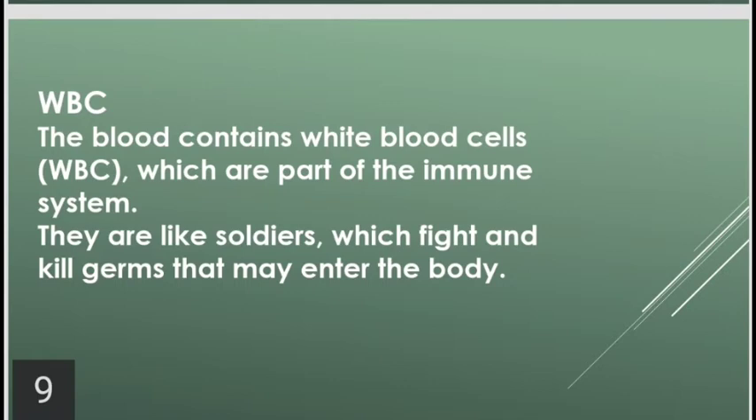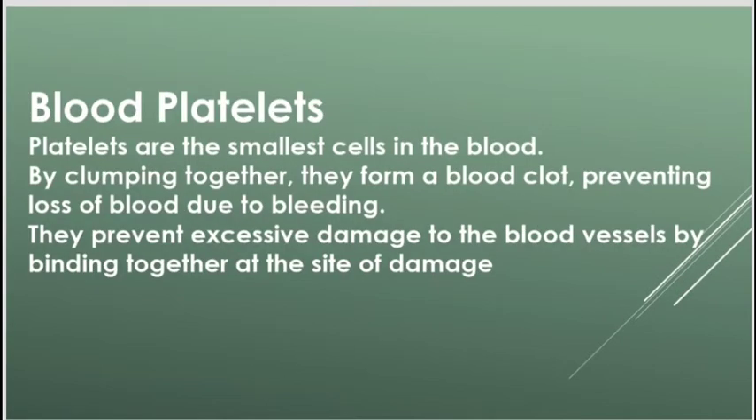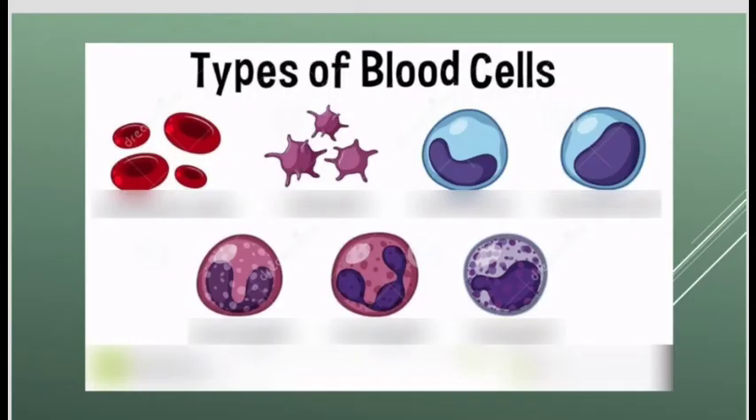WBC: the blood contains white blood cells, which are part of the immune system. They are like soldiers which fight and kill germs that may enter the body. Blood platelets: platelets are the smallest cells in the blood. By clumping together, they form a blood clot, preventing loss of blood due to bleeding. They prevent excessive damage to the blood vessels by binding together at the site of damage. This is an image showing different types of blood cells.